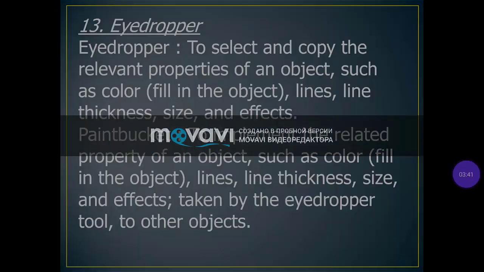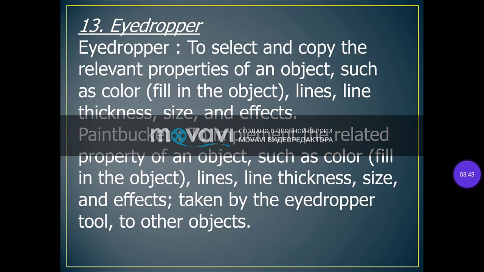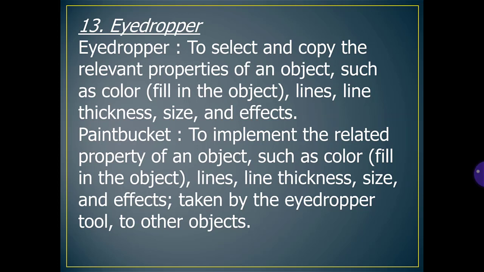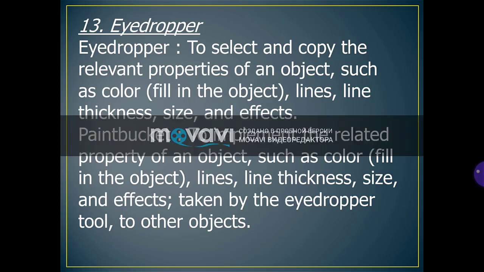Eyedropper. To select and copy the relevant properties of an object, such as color, lines, line thickness, size, and effects. Paint bucket. To apply the related properties of an object, such as color, lines, line thickness, size, and effects, taken by the eyedropper tool to the object.